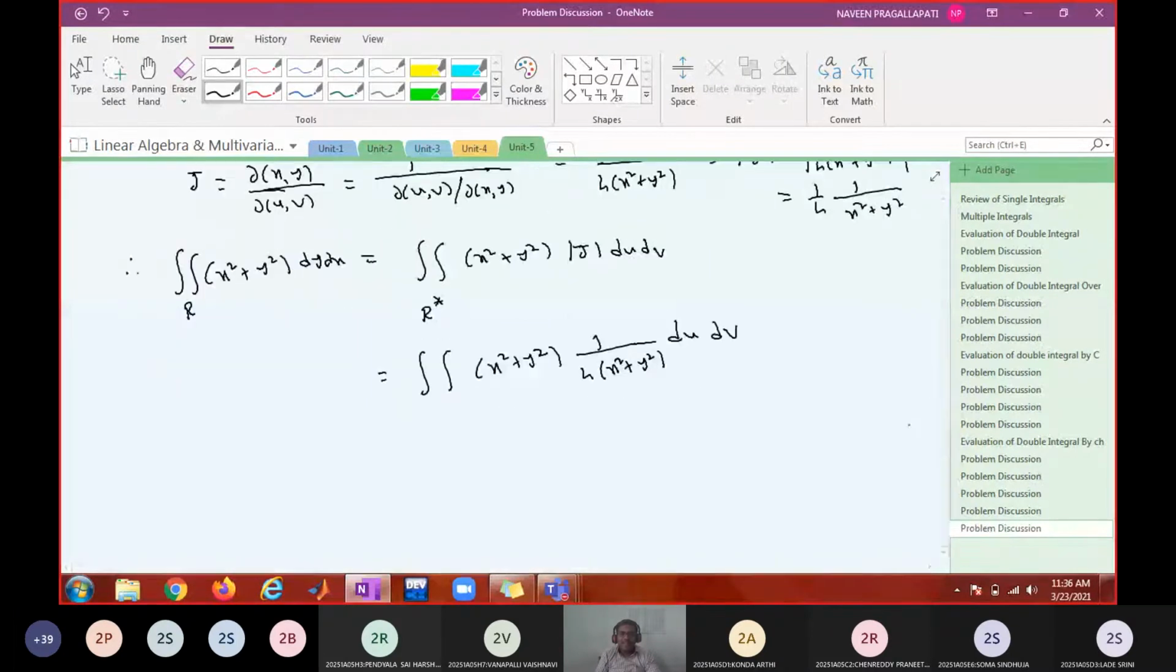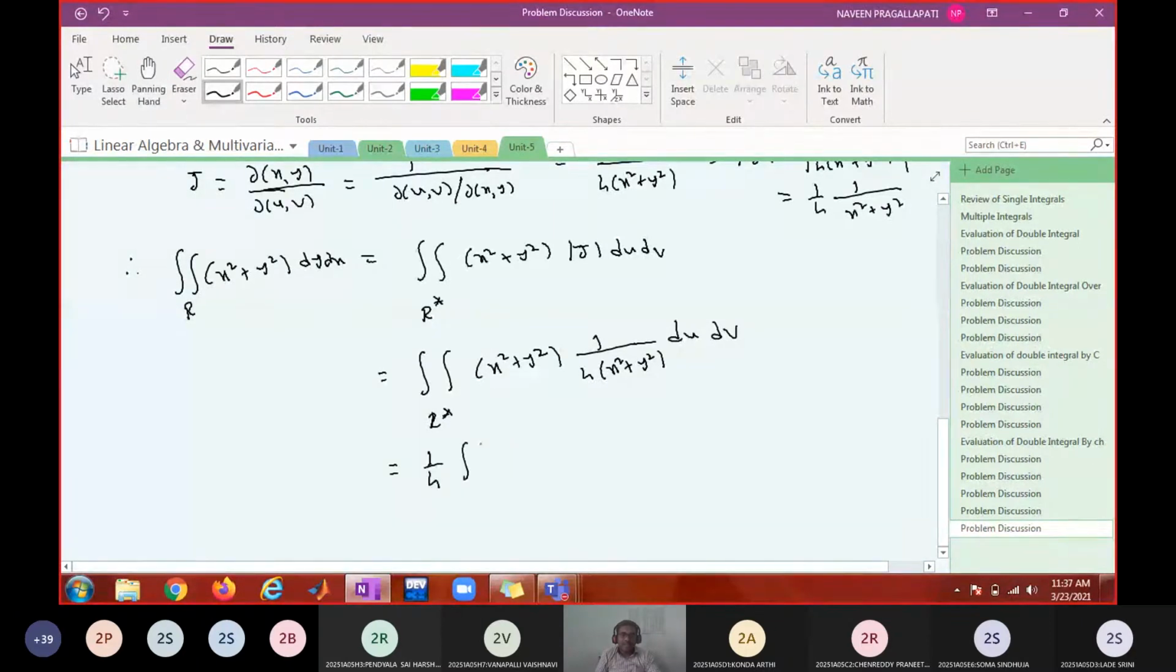And what is the advantage of this? I don't need to eliminate x and y in terms of u and v because these two get cancelled. That's the advantage of this. Even after cancelling, if you are seeing x and y, then you have to write x and y in terms of u and v because you are integrating with respect to u and v, not with respect to x and y. You are changing the variables from x and y to u and v. Therefore, you should not see any x and y after simplification. You should eliminate them. Here we don't need to eliminate because they are cancelled.